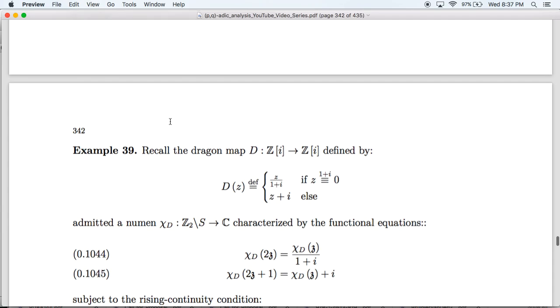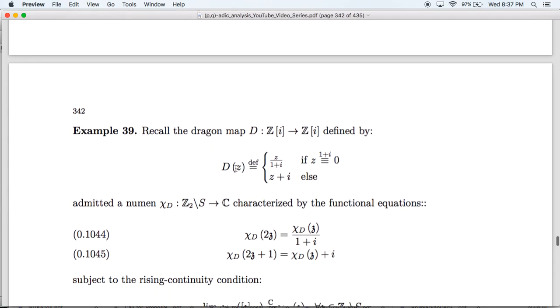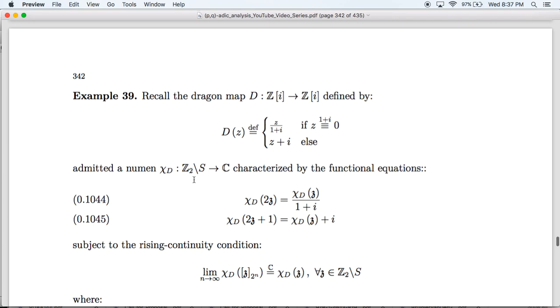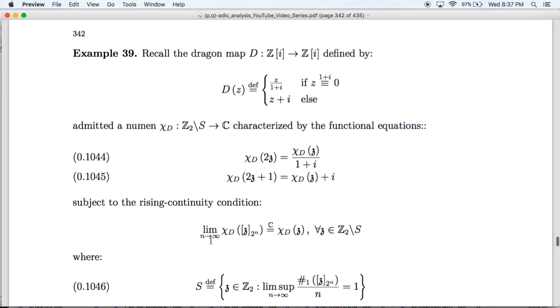Because of this, we can repeat those arguments verbatim for an arbitrary Hydra map, even polygenic ones, provided that the Numen of the Hydra map extends to be a rising continuous function with respect to some Q frame, F. And now here, notably, F doesn't need to be a frame on all of the p-adics. So now let's go back to our Dragon map. This is the map on the Gaussian integers, which divides z by 1 plus i if z is a multiple of 1 plus i, and otherwise will add i to z. As we saw, this admitted a Numen chi_D defined on the set Z_2 take away S, and it was complex valued, and it was characterized by satisfying these functional equations for all z in this set, subject to this rising continuity condition.